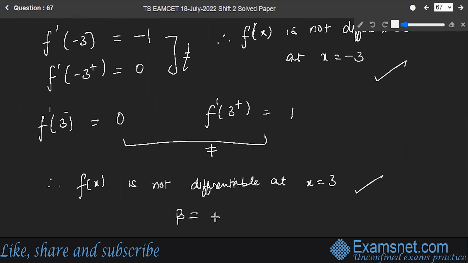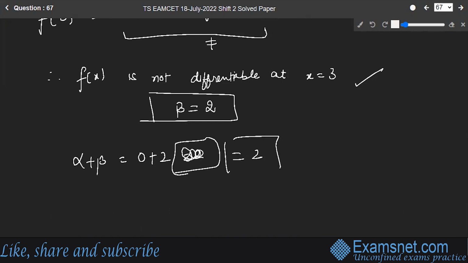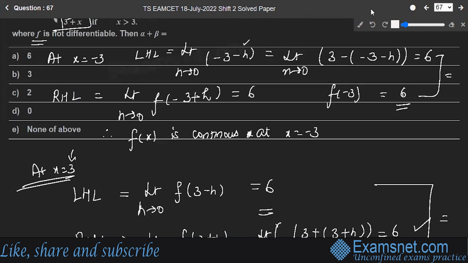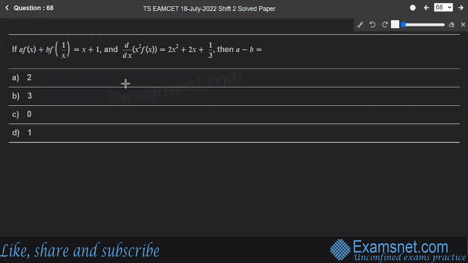Beta was the number of points where it is not differentiable. So we have beta as 2. You had to find out alpha plus beta. So the answer is 2. Right? So we have option C as the correct answer. Hope you understood. Let's move to the next question then.